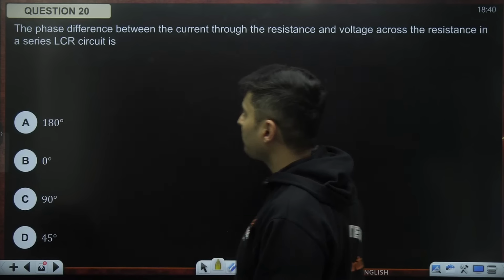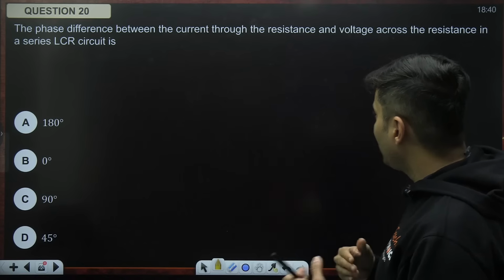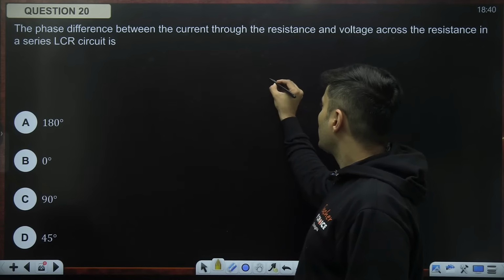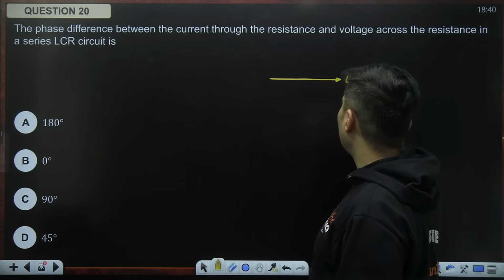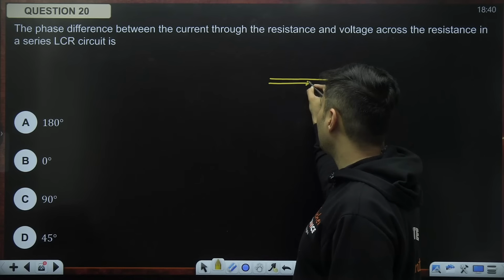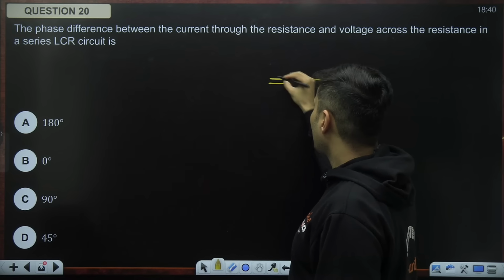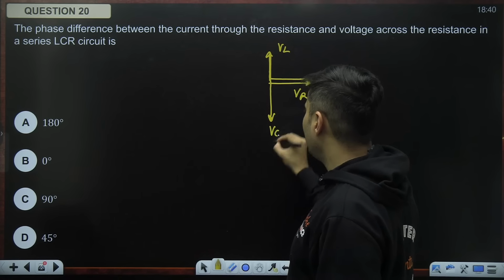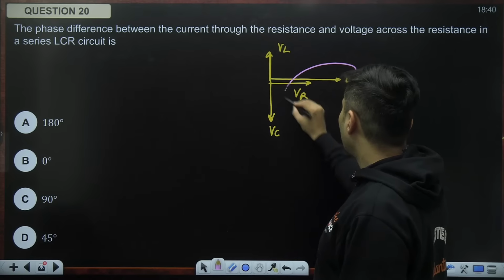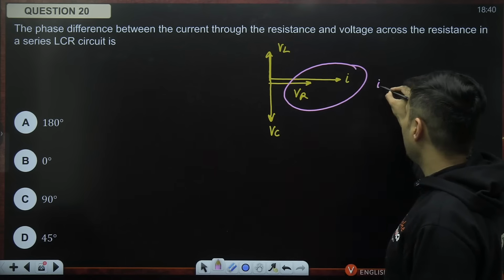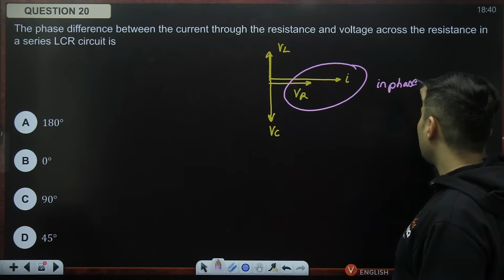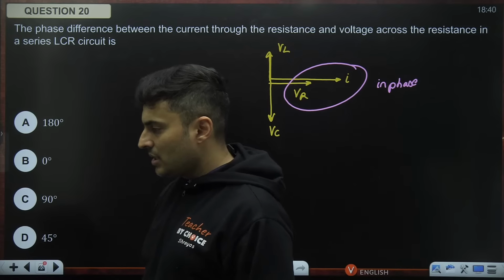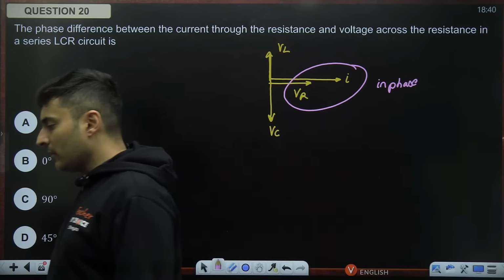Next one on your screen. The phase difference between the current through the resistance and the voltage across the resistance in an LCR circuit. So the current phasor, if I draw it like this, the voltage across the resistance is like that. The voltage across the inductor is here and the voltage across the capacitor is here. As you can see, the current and the voltage across the resistance are in phase. There is no phase difference. So that's why the answer should be option B, 0 degrees. No phase difference at all.